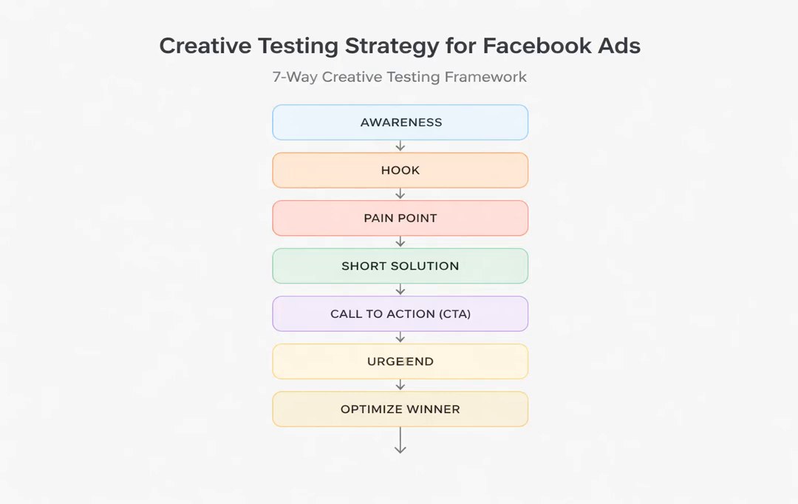So continuing from where we left off, let's talk about creative testing, which is one of the most powerful things you can do when running Facebook ads. The instructor walks through what he calls a 7-way creative testing framework. The idea is simple. Instead of just running one ad and hoping for the best, you build and test multiple versions of your creative, your ad content, across 7 different approaches. Let's break down what those 7 steps actually look like.